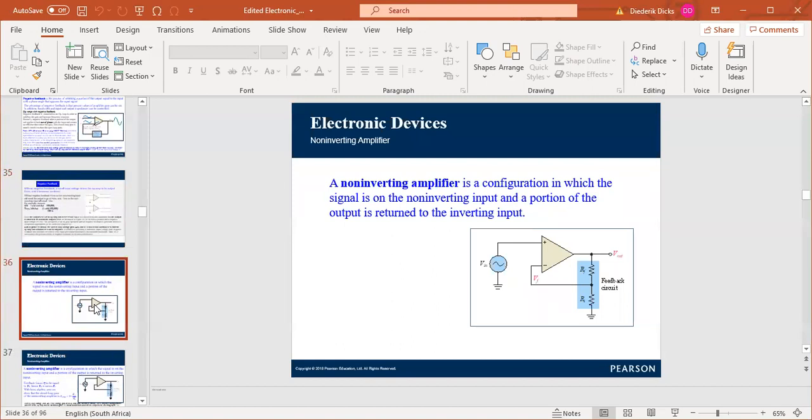There's another example, a non-inverting amplifier configuration in which the signal is on the non-inverting input and a portion of the output is returned to the inverting input. Can you still see here? Your input is on the non-inverting side, but my feedback is fed back to the inverting input.